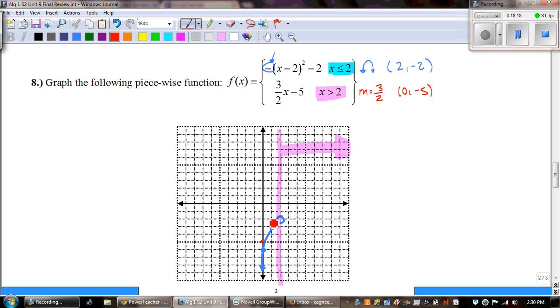I have to go up 3, right 2, up 3, right 2, up 3, right 2, up 3, right 2. Okay, I'm going to delete that first point, and now I'm just going to continue my line, or draw my line. So there we go. Now, thankfully, it's not asking us to talk about the domain or the range in this.